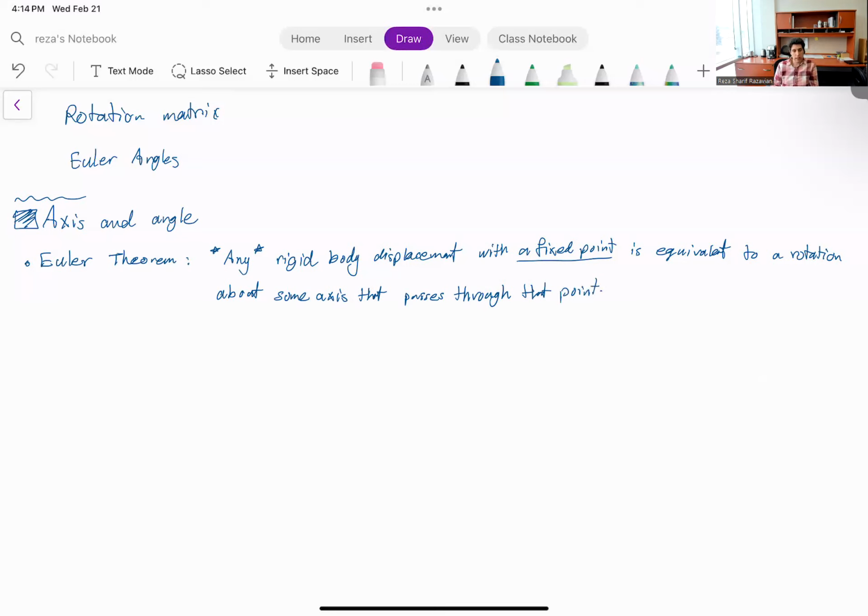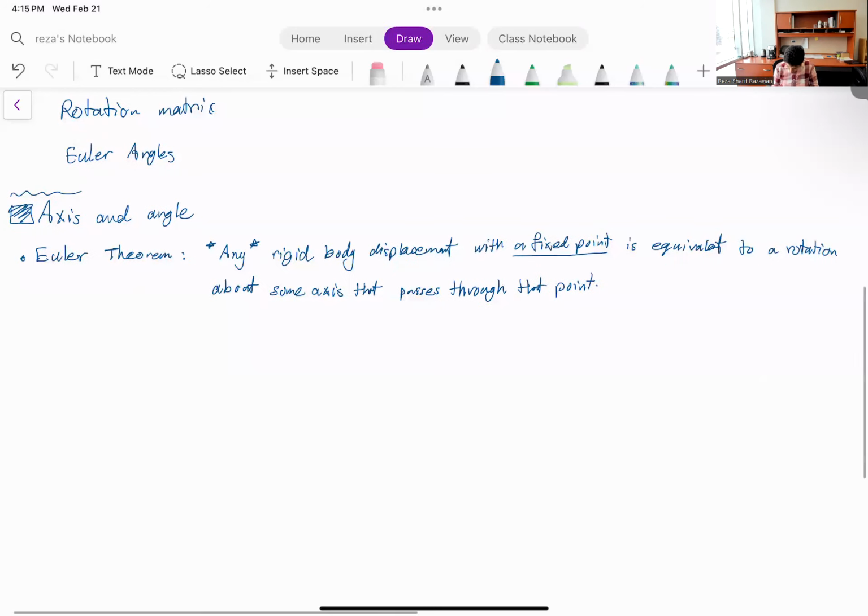So what it says, imagine any body, or essentially a frame, but let's look at the body. The body moves around, but one point on the body remains fixed, remains in one place after the displacement. Considering that case, the motion of the body could be arbitrary, could be anything, and can be represented by just a single rotation about one particular axis.